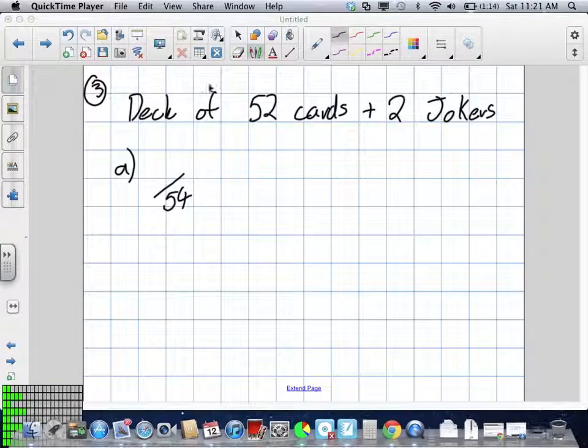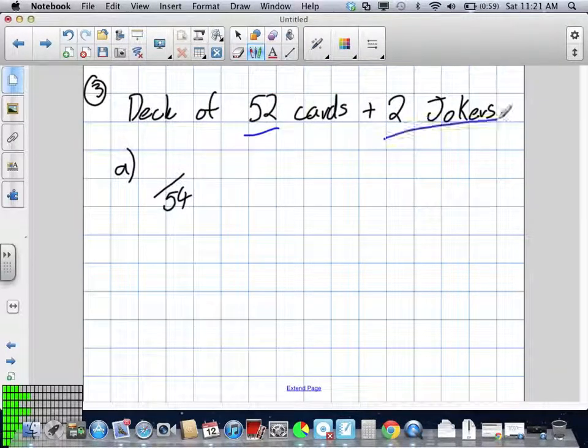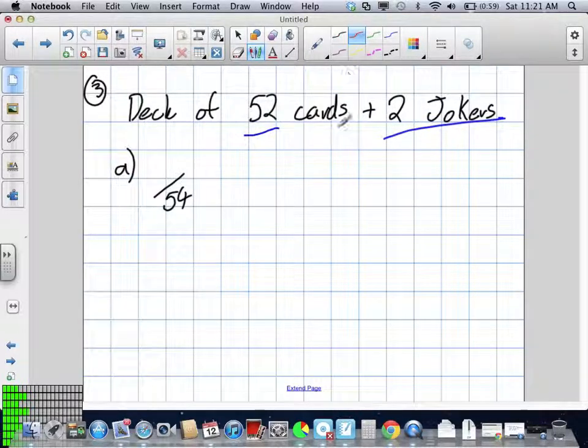Okay, so the next question is decks of cards. They've given us a deck of cards. There's 52 in the deck, and they said there's 2 jokers. So that means there's actually 54 cards in the entire deck, which is very important because for all of our probability, we're probably going to be going out of 54.